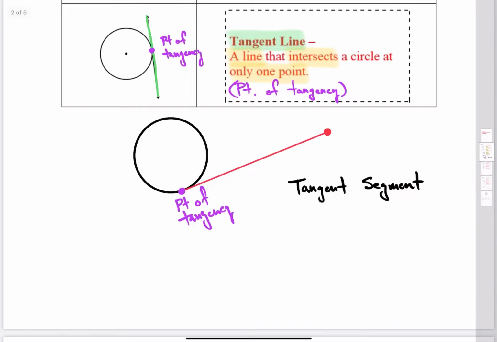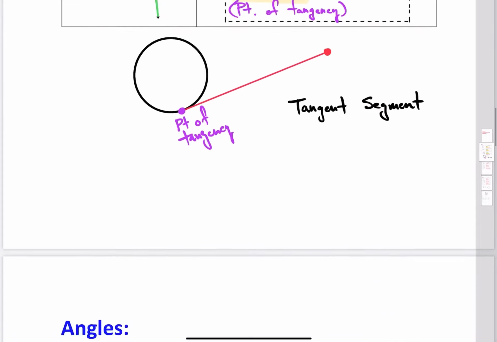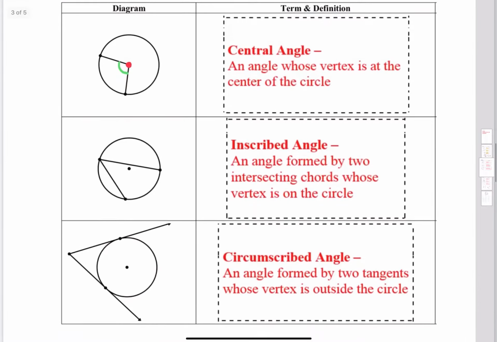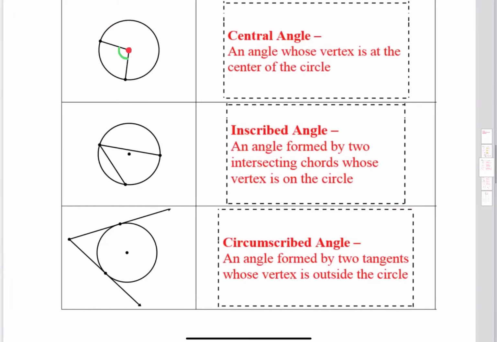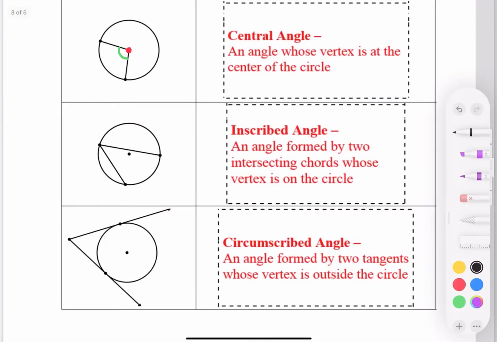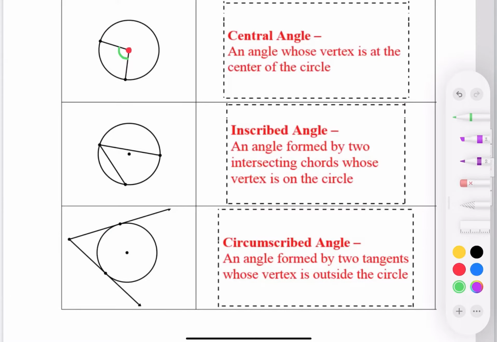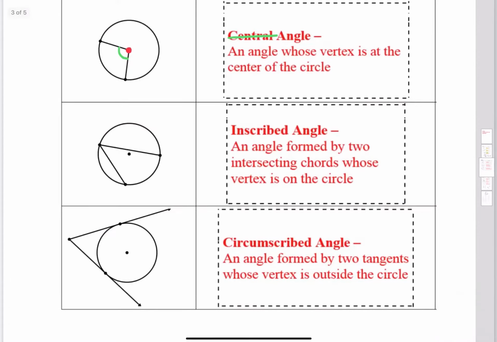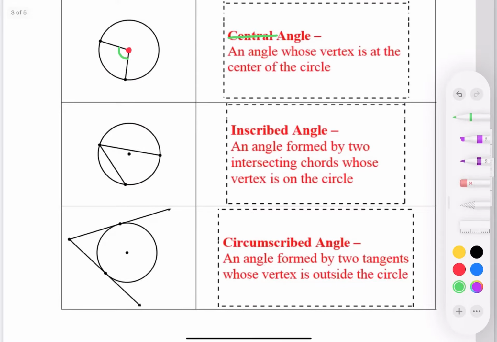All right, so those are our lines. Then we have our angles. We have 3 types of angles that we can look at. We have our central angle, and our central angle is basically an angle that is being formed from the center of our circle.